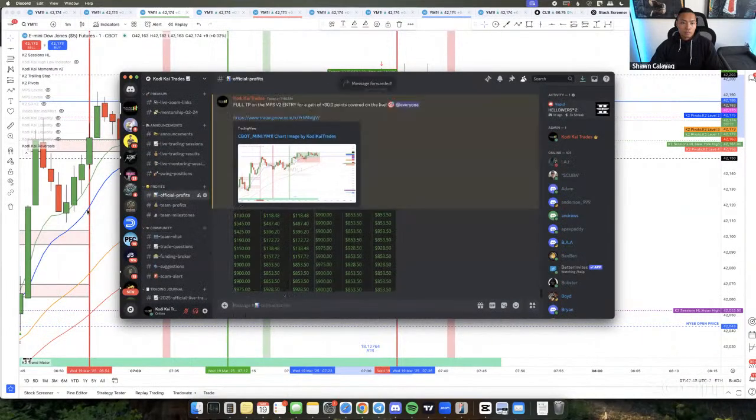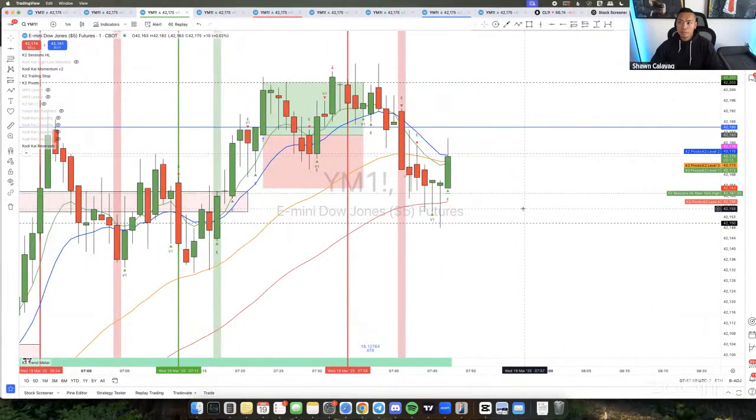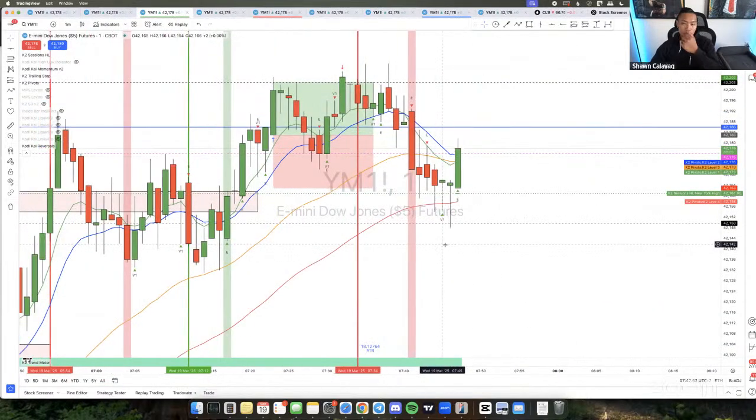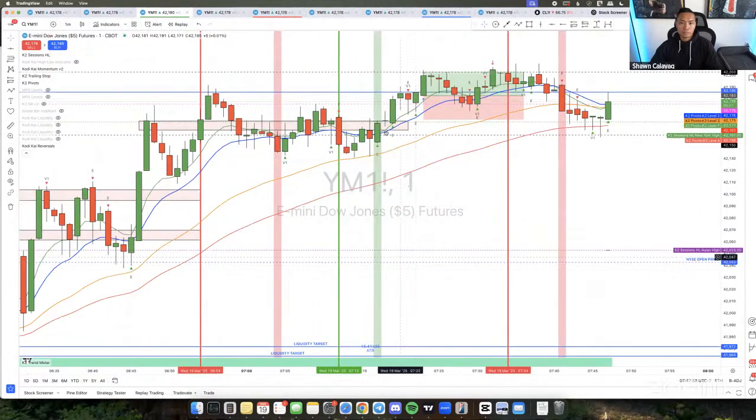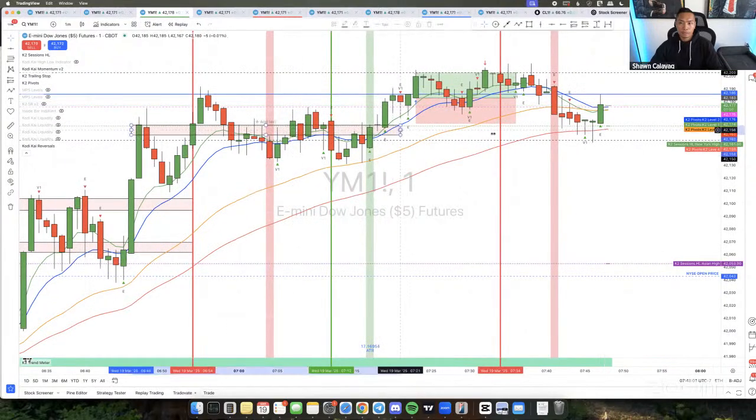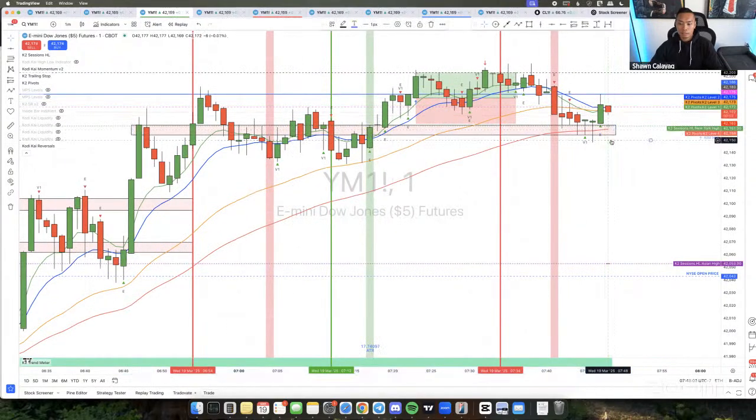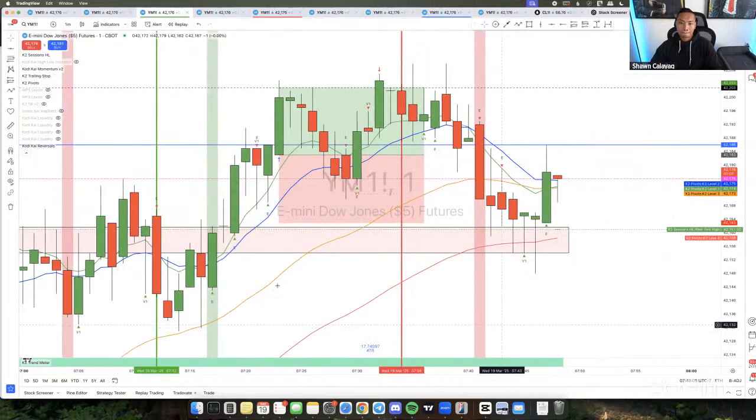All right. So not much going on here. 7:47. We got about 13 minutes till 8 o'clock. You guys can see here the volatility is still pretty low. Looking at this here, if you guys remember, I drew this range right here. Price pretty much came back down and respected it.